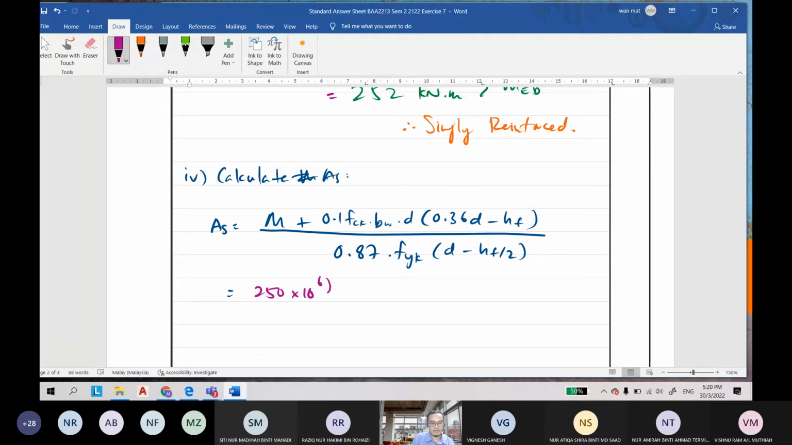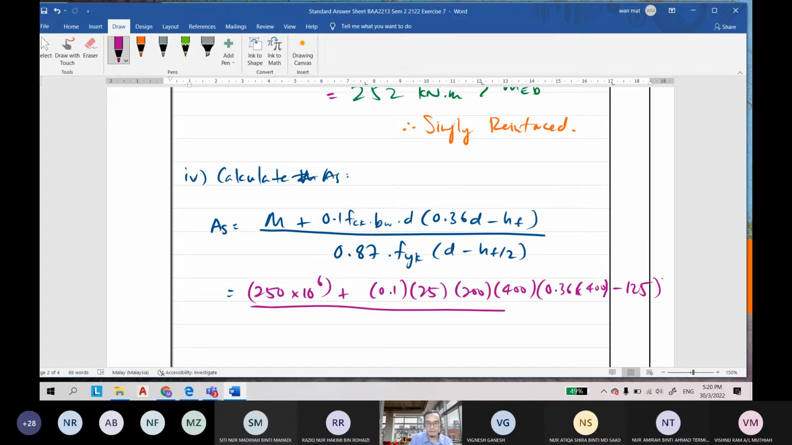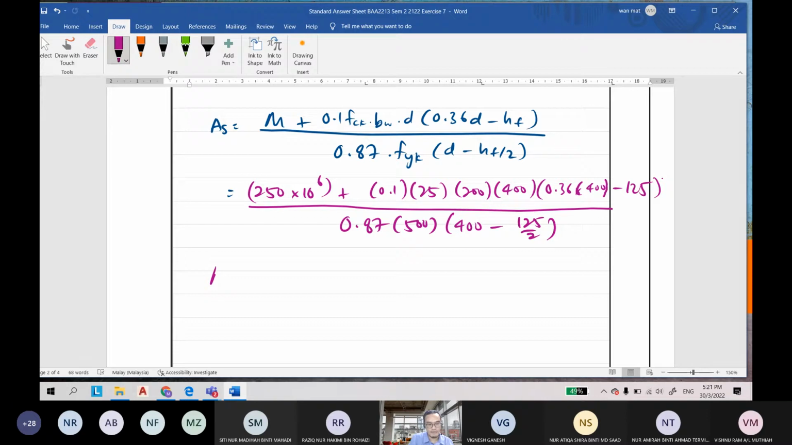250 times 10 to the power of 6, plus 0.1, FCK is 25, BW is 200, D is 400, multiplied by 0.36 times, be careful, 0.36 times 400 minus 125, and then divided by 0.87, FYK is 500, and then 400 minus 125 over 2. And then what is the AS required?